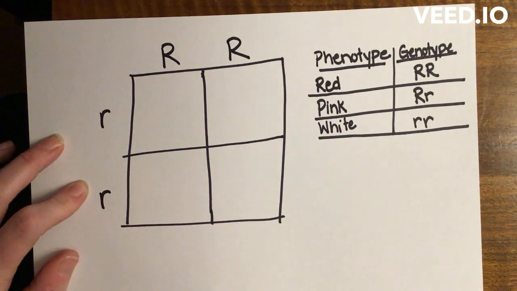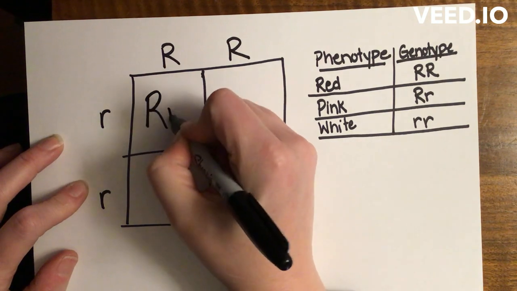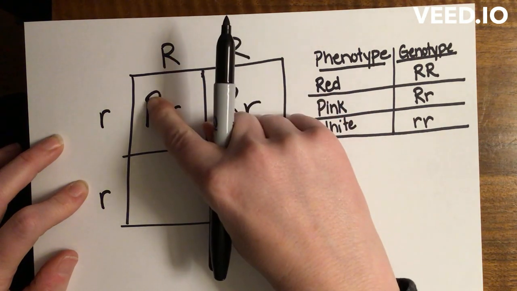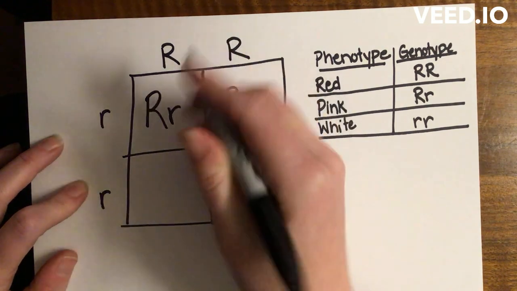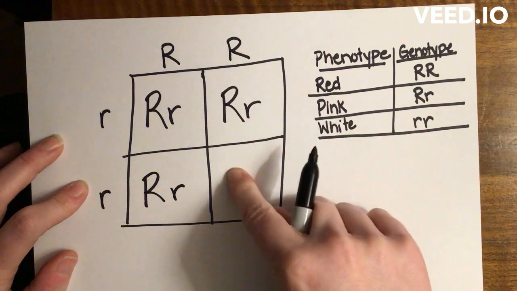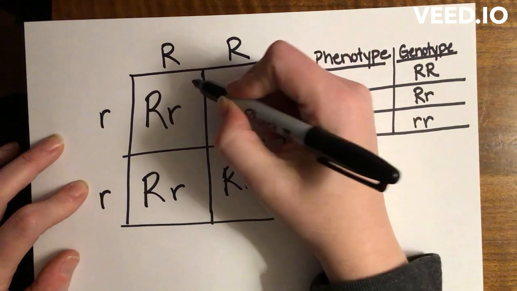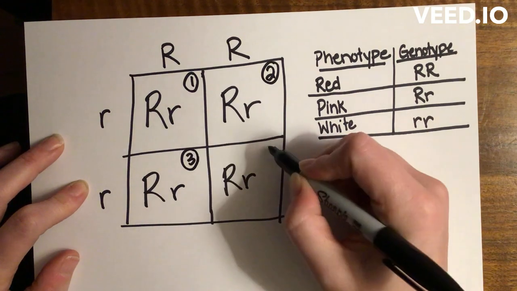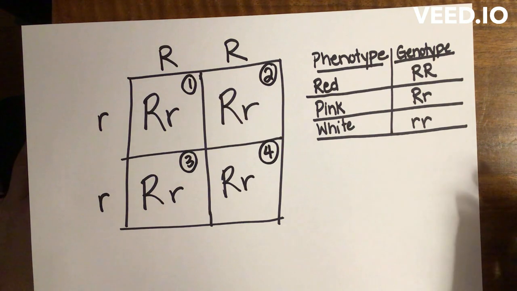Now you fill in the Punnett square the exact same way we did in complete dominance. Remember, I bring the alleles down and over, down and over, down and over, down and over. It's kind of like a multiplication table. I can see in all 4 boxes, I now have the heterozygous.